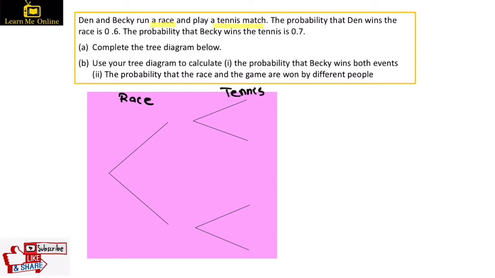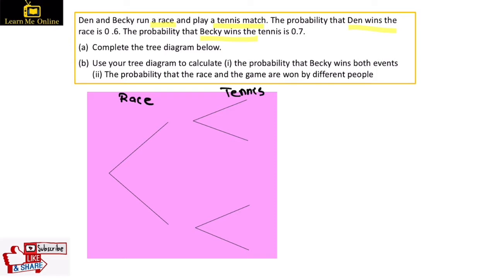Now, because they're talking about Den's win and Becky's win, in both cases they're only considering the win. But it's obvious that if one is winning the race or the tennis game, the other would be losing it. The first part of the information is to complete the tree diagram. So we're going to start with the first one.